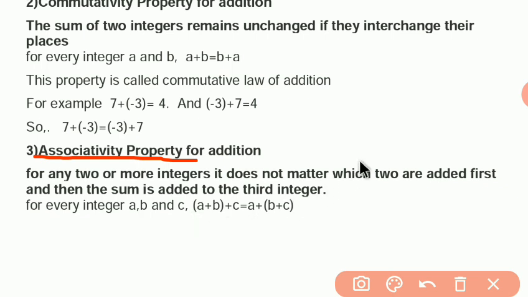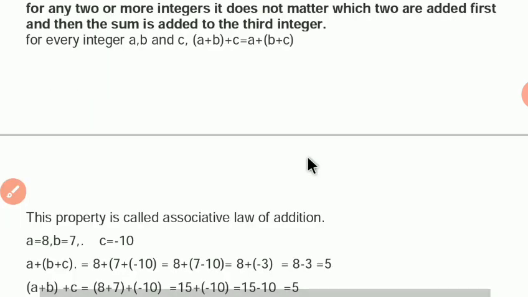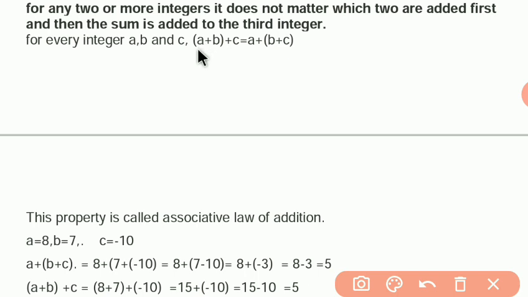Let us understand by one example. And we can say that this property, a plus b plus c is equal to a plus bracket b plus c, is known as associative law of addition because here we have used the sign addition.